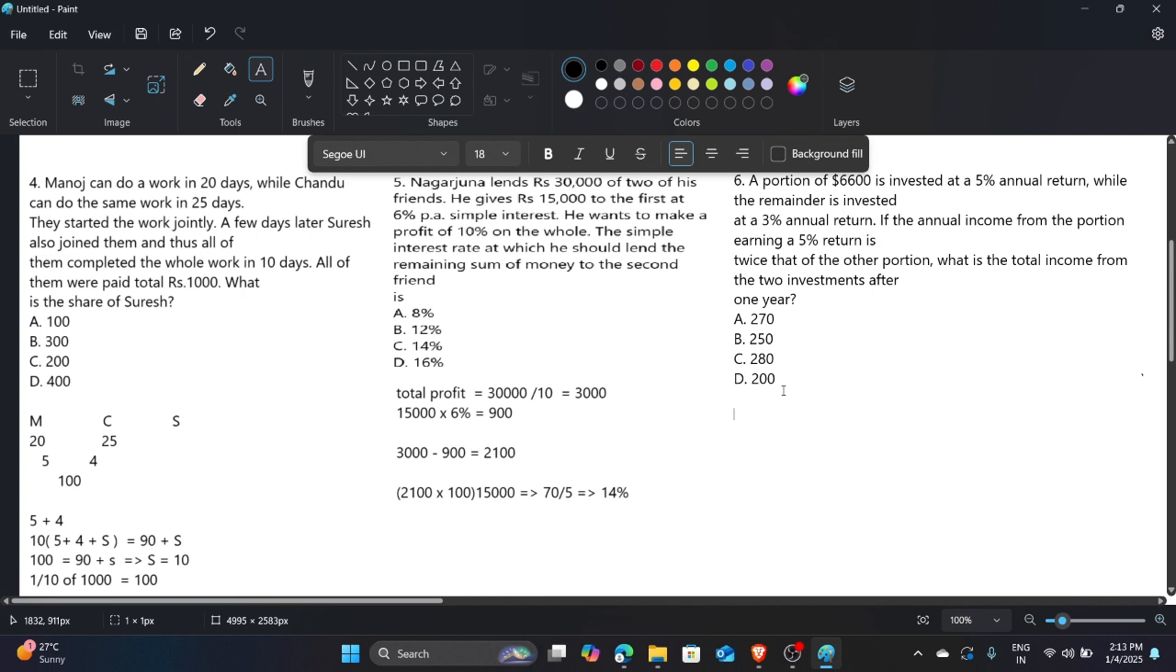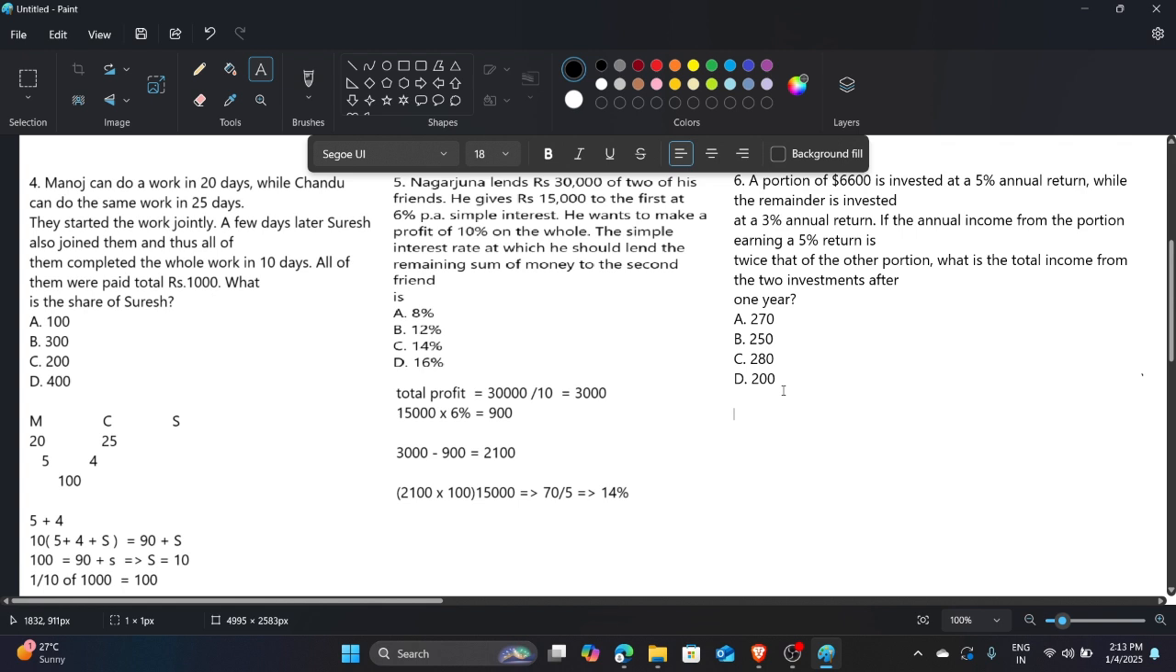If the annual income from the portion earning a 5% return is twice that of the other portion, what is the total income from the total investment after 1 year? Okay, so this is the question. We have to do twice that of the other portion. What is the total income from the two investments after 1 year? Total income. Okay, no problem.